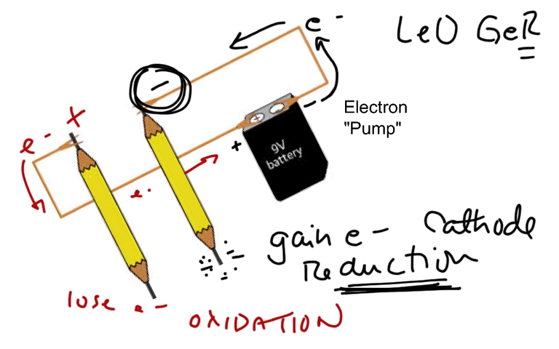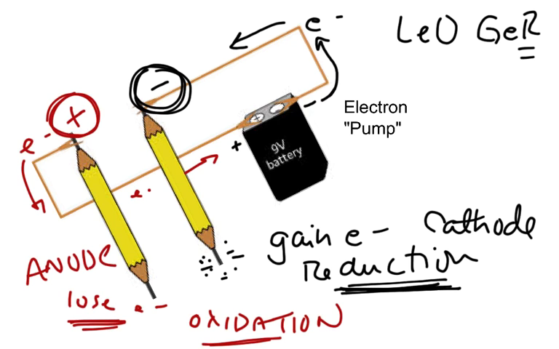And in the same way, whoever has the positive charge, whoever's connected to the positive side of the battery, the electrons have been pumped out of that pencil. So when a chemical touches it, it's going to lose electrons. That's oxidation. So this one is going to be called the anode. So the anode is the positive wire, and the cathode is the negative wire for electrolysis.